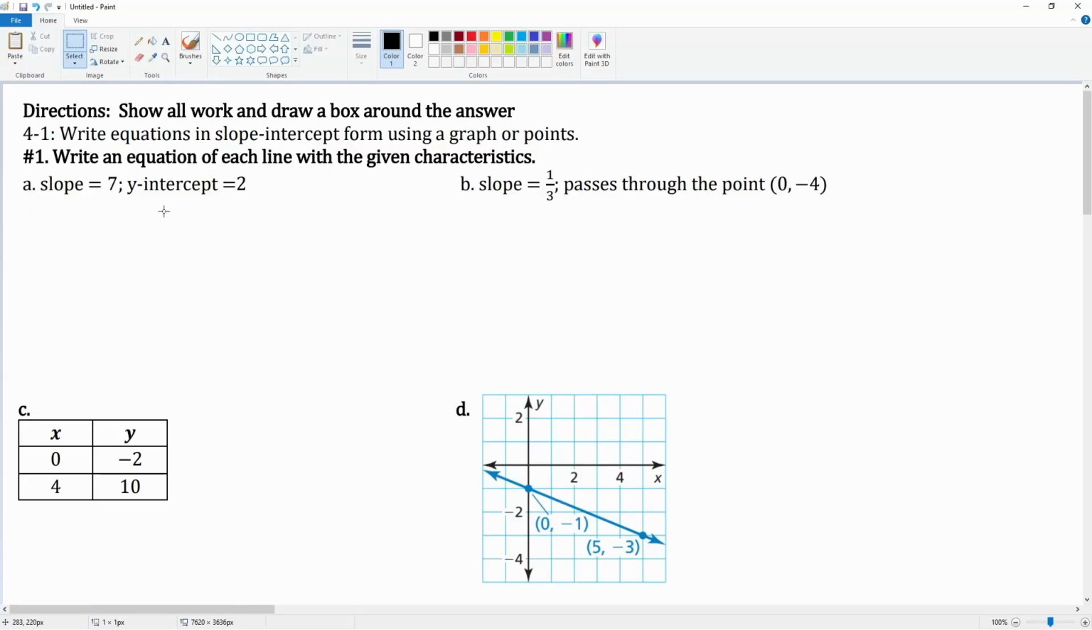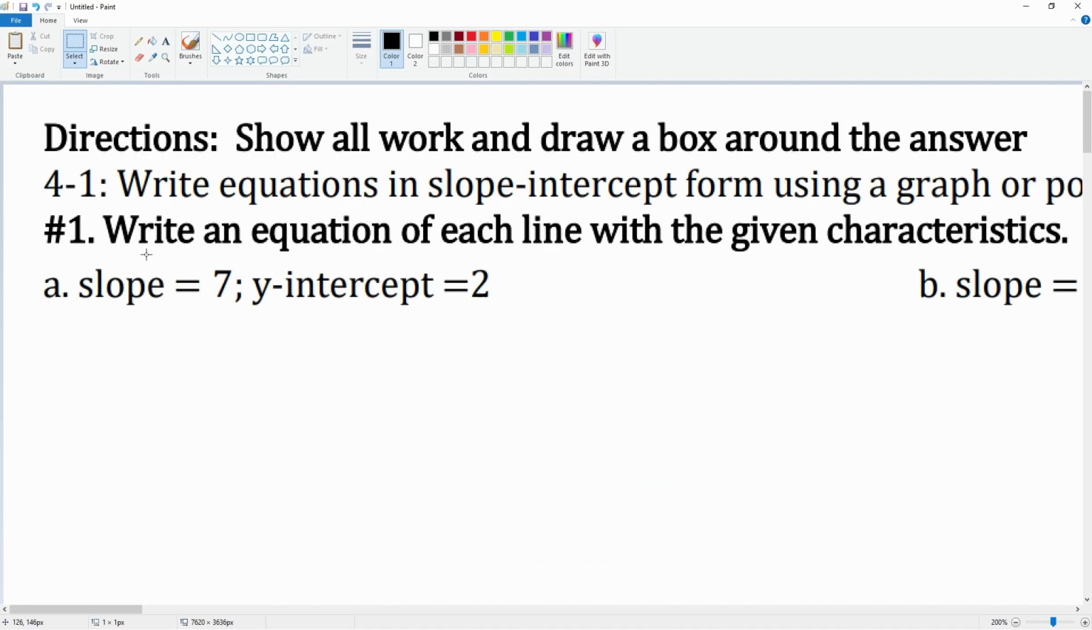4-1, write an equation in slope-intercept form using a graph or points. Number 1, you're going to write an equation of each line with the given characteristics. Let's do A here.